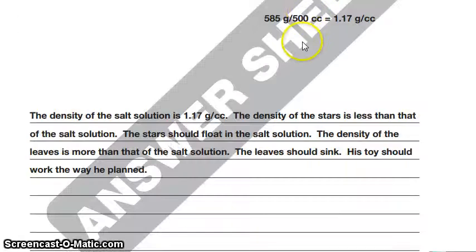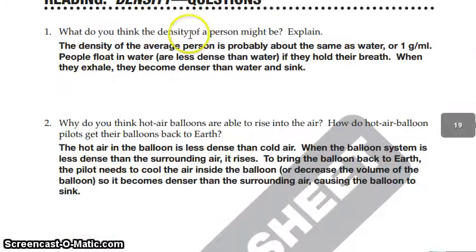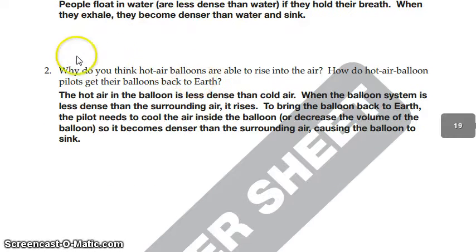We have the answers to those questions. What do you think the density of a person might be? It goes on to explain that the density of a person is going to be very, very close to that of water, with 1 gram per milliliter, depending on whether you're holding your breath or not. It uses the example here of floating or sinking in water. And then it has the second question here asking about hot air balloons.